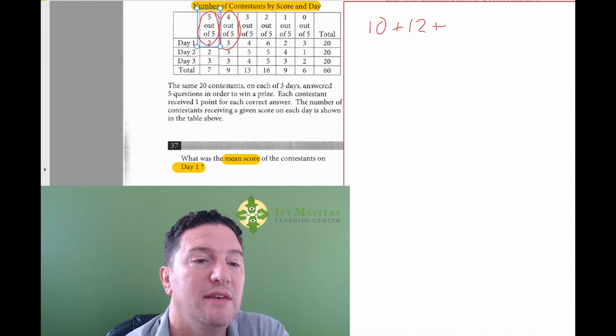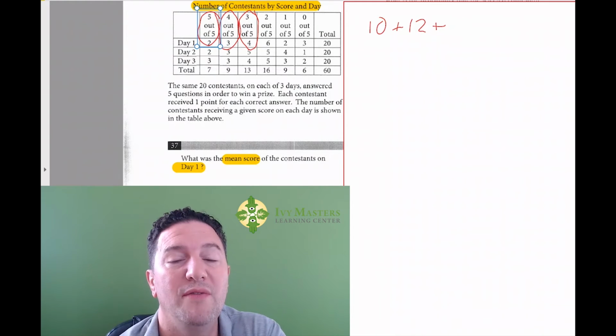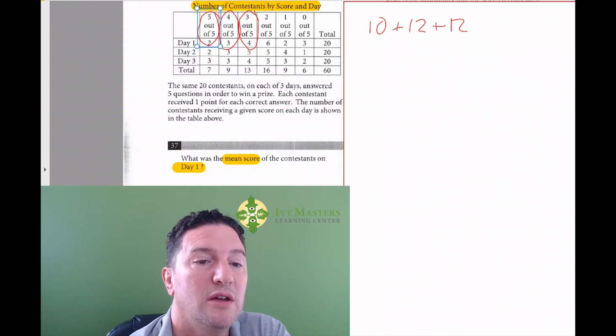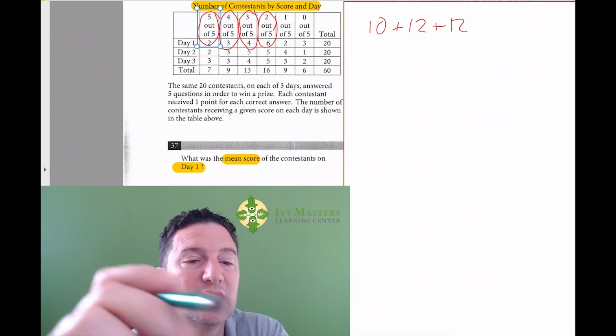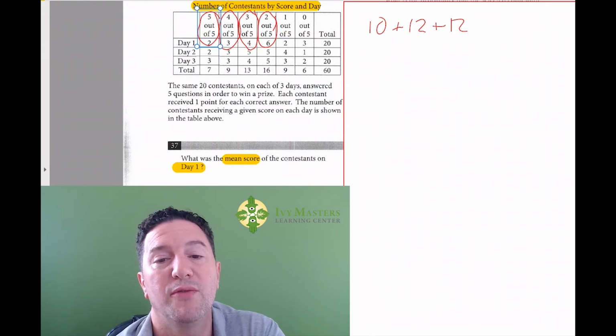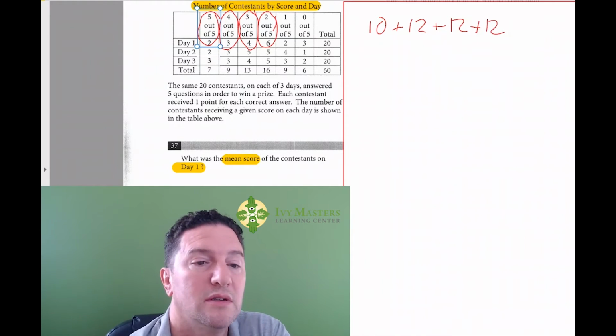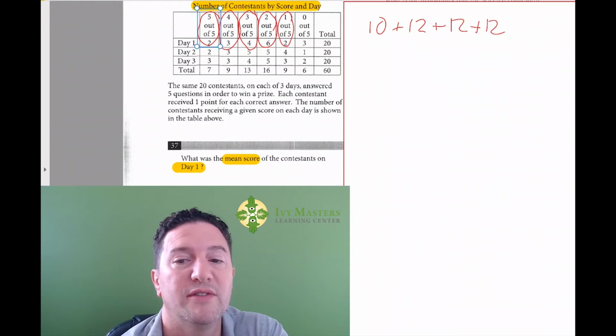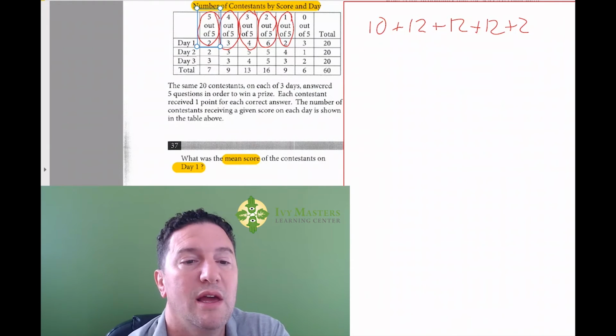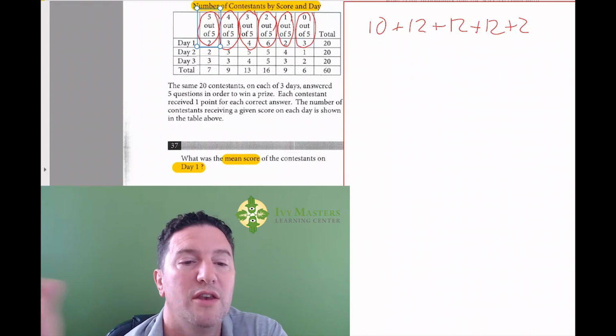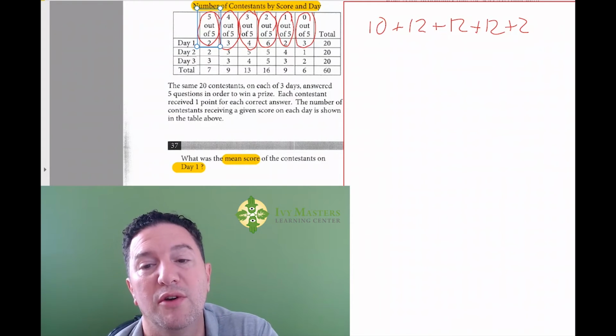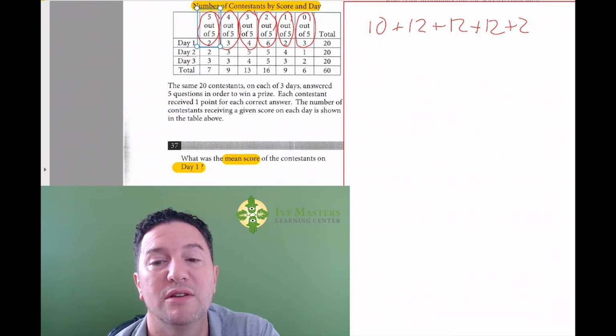And then on day 1, 4 contestants scored 3 out of 5. That's another 12 points. 6 contestants scored 2 out of 5. That's another 12 points. 2 contestants scored 1 out of 5. That's another 2 points. And 3 contestants scored 0 out of 5. That's not going to add any points to the total, though.